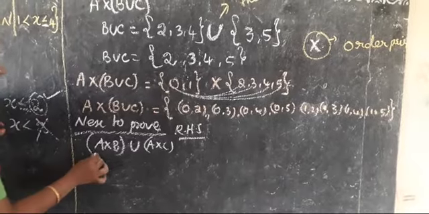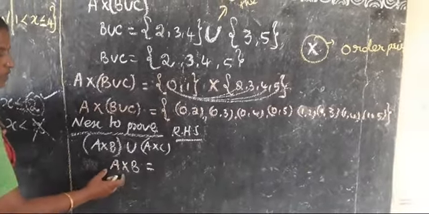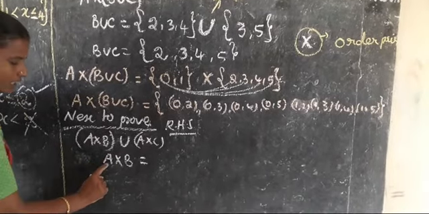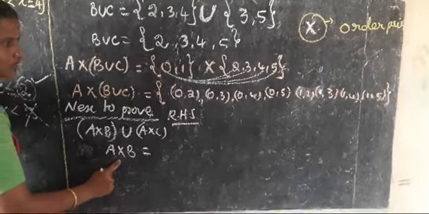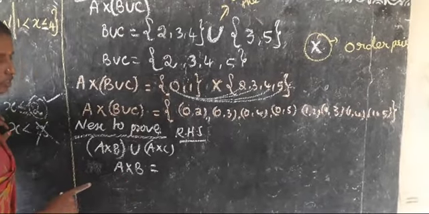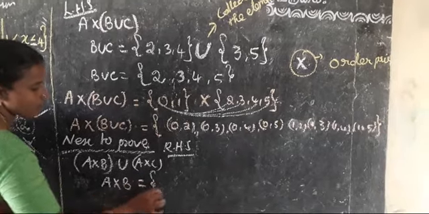Okay, the first bracket function is A cross B. So next we want to write A set of elements, B set of elements, and take the order pair. Cross symbol giving means order pair. Already I told you. Okay, first you have to write A set elements. What is the A set element?